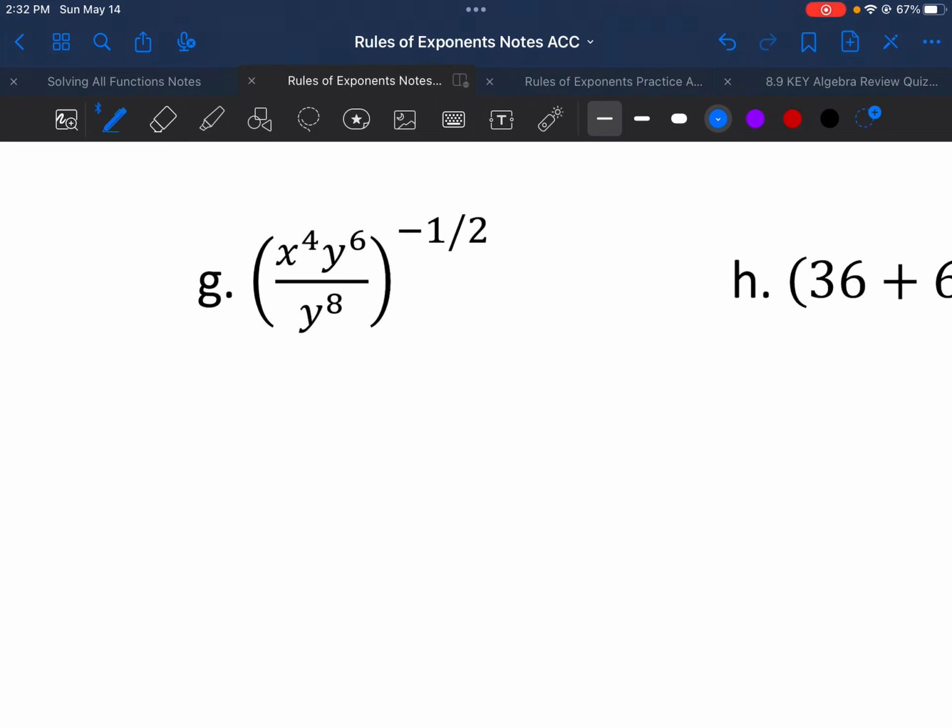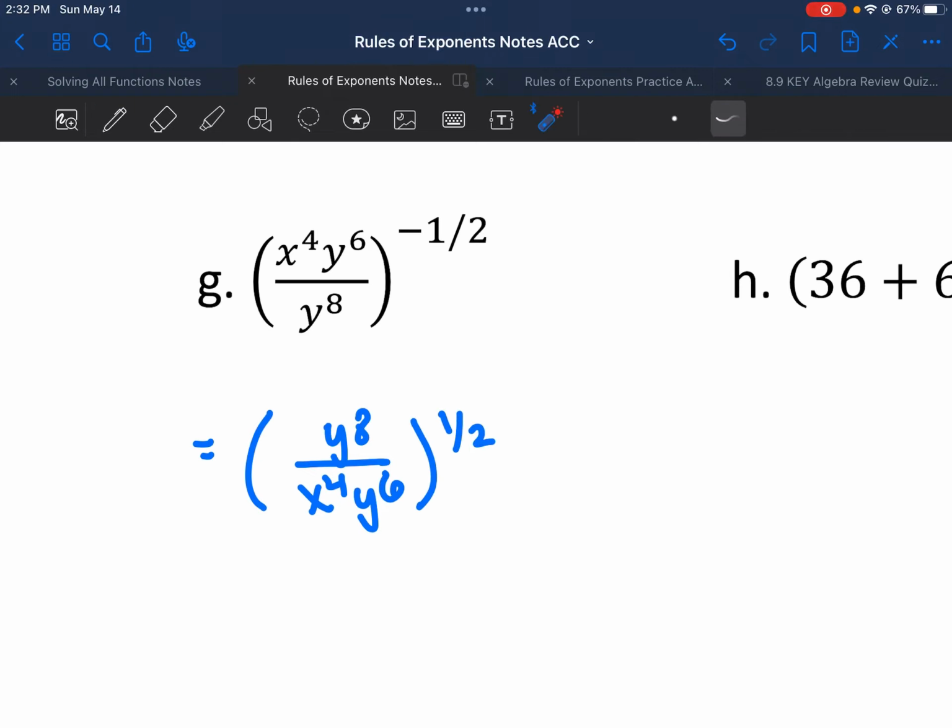All right. Part G, x to the 4th, y to the 6th over y to the 8th, all to the negative 1/2 power. I'm going to take care of that negative part first. So I'll just flip this fraction upside down. So now I'm going to have y to the 8th over x to the 4th, y to the 6th, to the positive 1/2 power. So again, that's getting rid of this negative here.